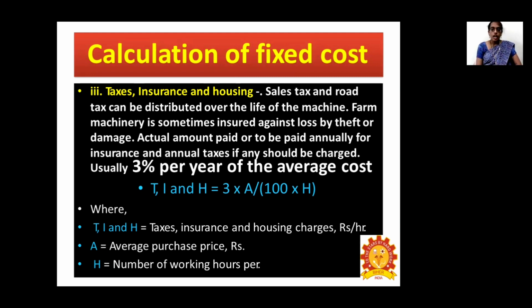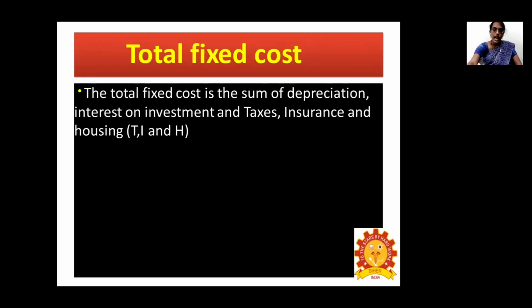So then T, A, I, and H, which is calculated using taxes, insurance, and housing charges. This can be calculated by using 3 into A divided by 100 into H. So H is the number of working hours, and A is the average price.